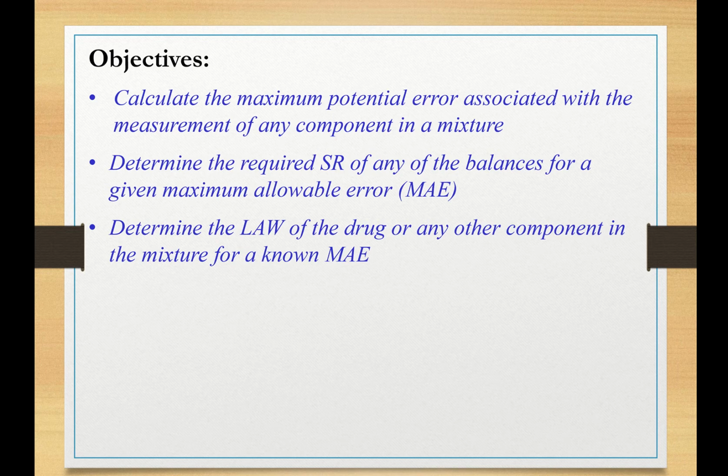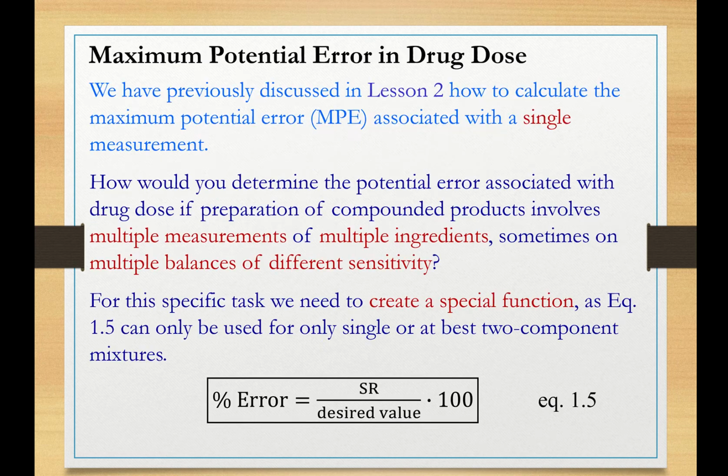We are going to learn how to calculate the maximum potential error associated with the measurement of any component in a mixture, determine the required SR of any of the balances used to measure the components of a mixture, and determine the least allowable weight of the drug or any other component in the mixture. We do that because pharmaceutical dosage forms are composed of drug and excipients. It's never the drug alone.